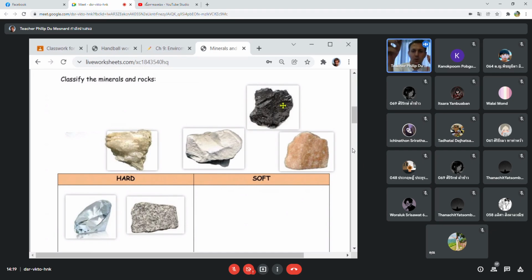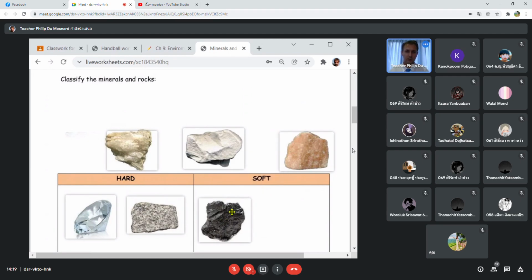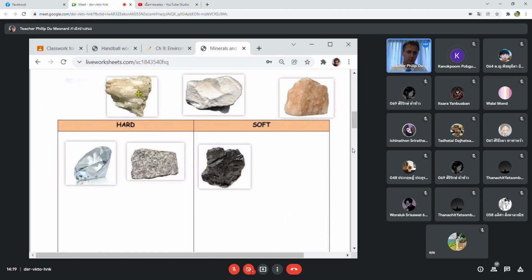If you open your pencil, you see the black. Is it hard or soft? Soft. Yeah, it's soft actually. You can break it with your nail. So it's pretty soft. Okay, now what about this? This is gypsum. Hard or soft? Soft. Yeah, you're right. This is clay. Hard or soft?